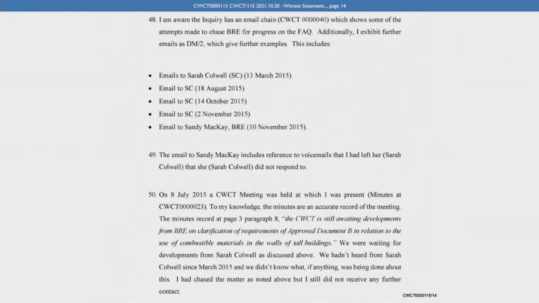Now, we don't need to go through the correspondence, but if we go over the page to page 14 of his statement, David Metcalf says, I am aware the inquiry has an email chain which shows some of the attempts made to chase BRE for progress on the FAQ. Additionally, I exhibit further emails which give further examples, and then he sets out five emails between the 13th of March 2015 and the 10th of November 2015, and there are also voicemails that he had left her, to which she, Sarah Colwell, did not respond, as you can see from paragraph 49 of his statement. Do you know why those five emails and voicemails were ignored by Sarah Colwell? No, I don't.